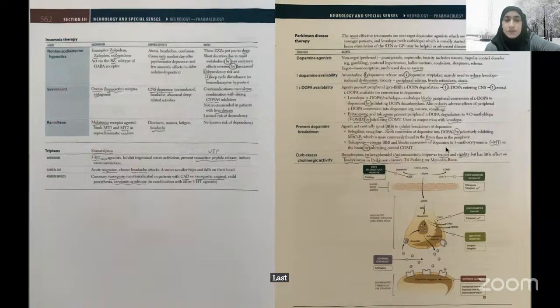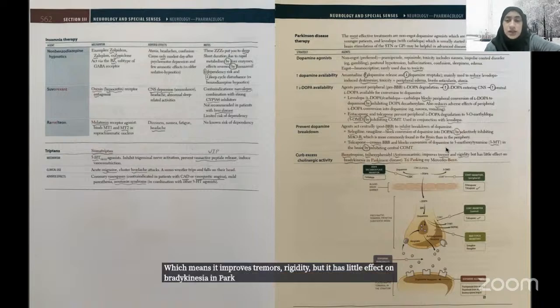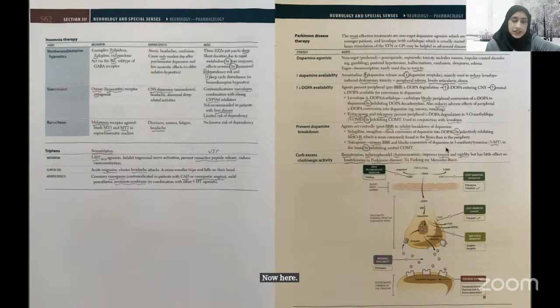Lastly, but not least, curb excess cholinergic activity. We've got a couple of drugs here: benztropine and trihexyphenidyl. They are antimuscarinic, which means they improve tremors and rigidity, but have little effect on bradykinesia in Parkinson's disease. Now here they've made their own mnemonic, as usual: try parking my Mercedes-Benz. It's catchy. I don't know how helpful it is, but again, you're free to think of your own mnemonic.